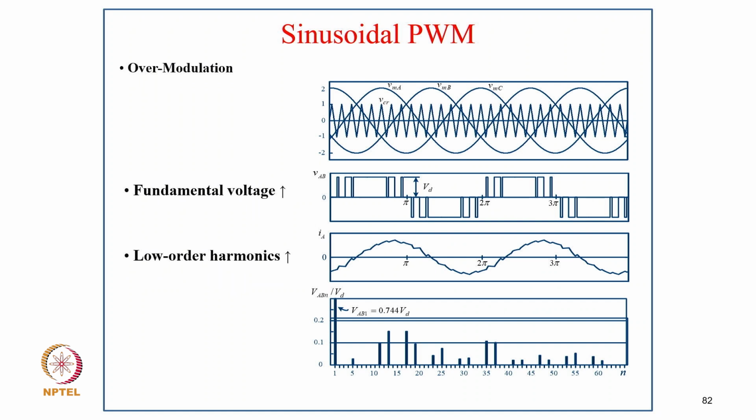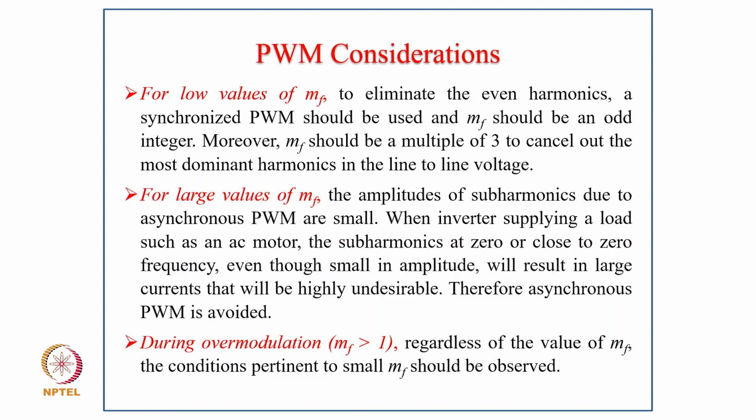Now coming to the typical case of overmodulation, where the fundamental voltage increases. Here in overmodulation, certainly we miss some of the switching, as you can see in the waveform, and then we have the current, which typically has lower harmonics and a harmonic spectrum.